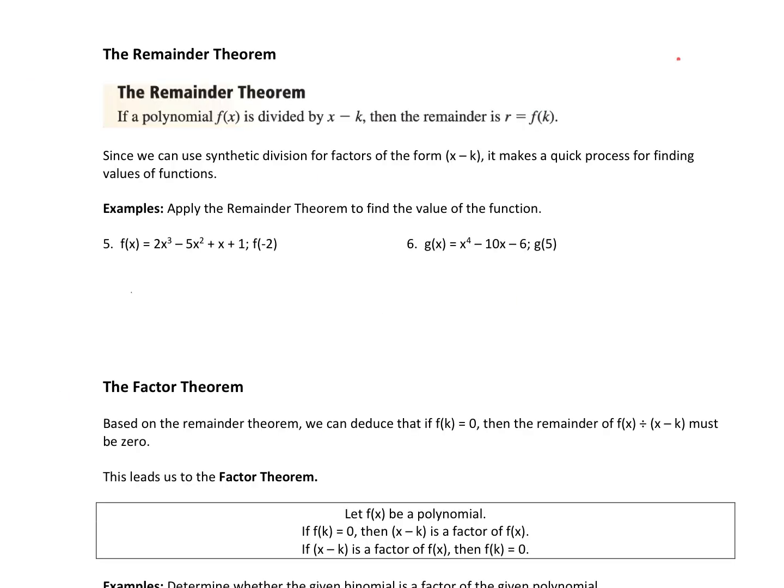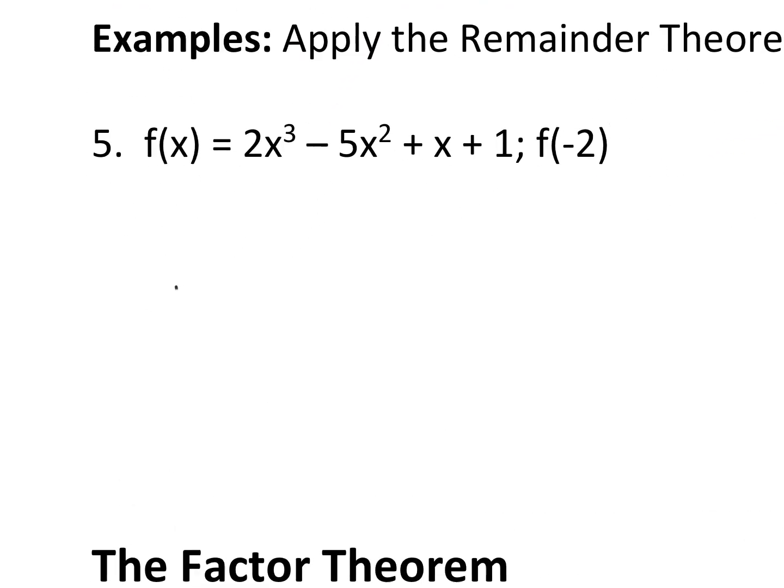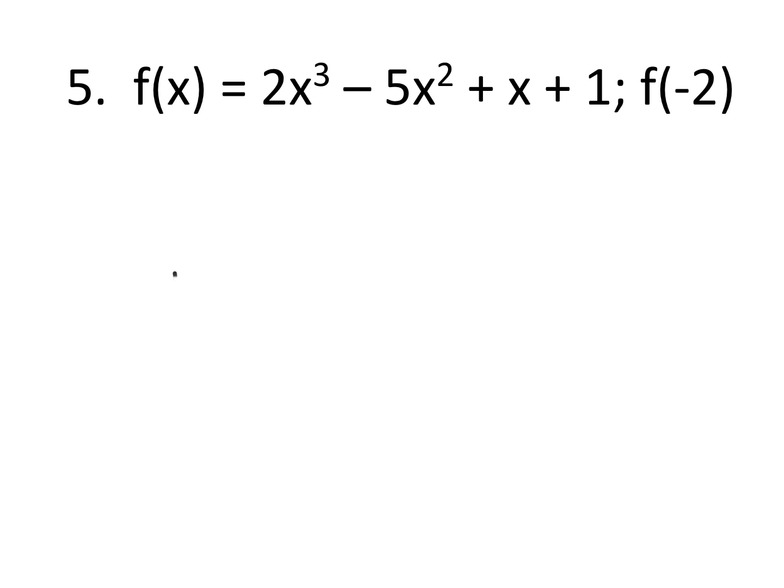Okay, the remainder theorem. If a polynomial f of x is divided by x minus k, then we know that the remainder is equal to f of k, meaning that this is the value of f of k, okay? It would be your remainder. If I ask you to find the value, then you do not have to change the sign because I already gave you what x is equal to. I'm saying, what is f of negative 2? Well, instead of just plugging this in like normal, you can use synthetic division.